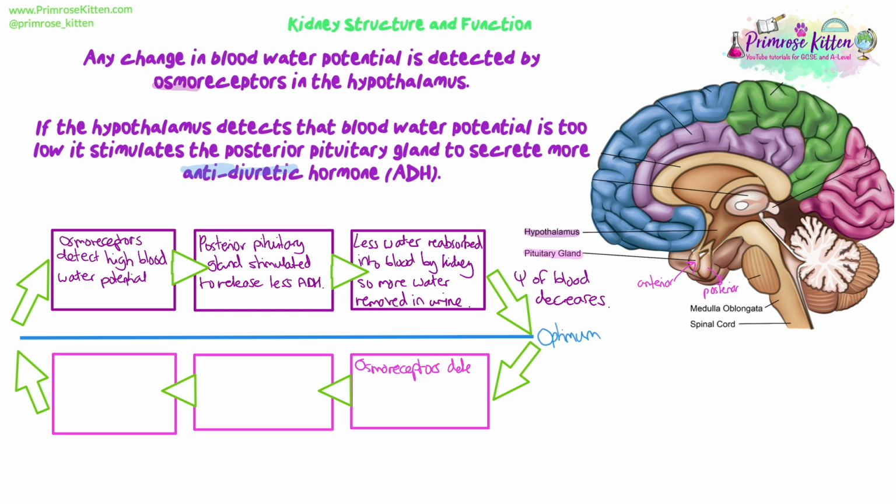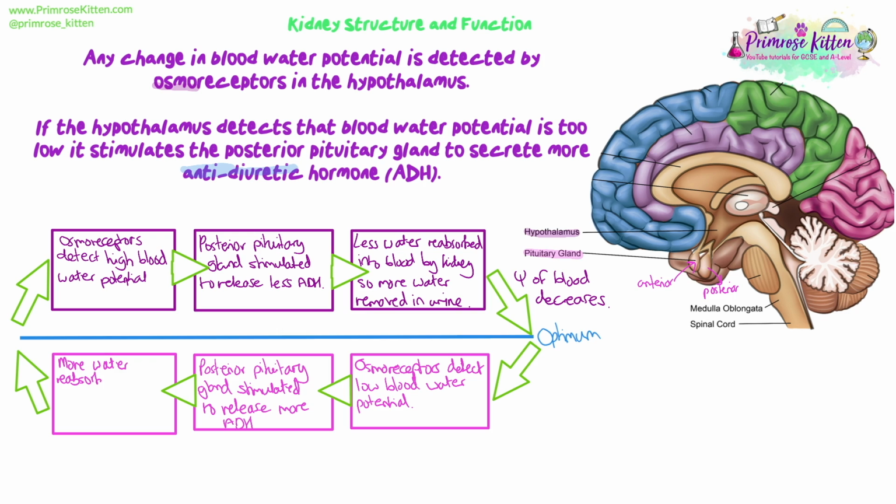So let's look at it the other way. If blood water potential drops to quite low water potential, this is obviously detected again by the osmoreceptors in the hypothalamus. The posterior pituitary gland will be stimulated this time to release more ADH or start releasing ADH. This is going to cause more water to be reabsorbed into the blood. So we're retaining more water. We're not letting it leave the body through the urine. We're reabsorbing it into the blood to try and bring those blood water potential levels back up.